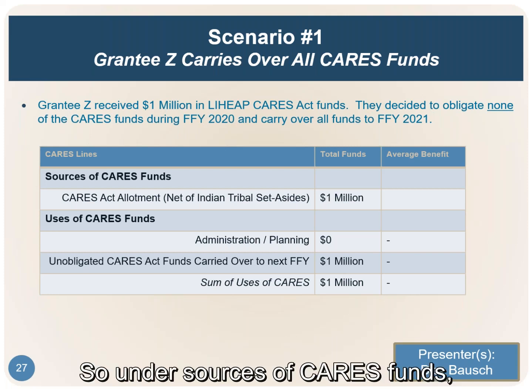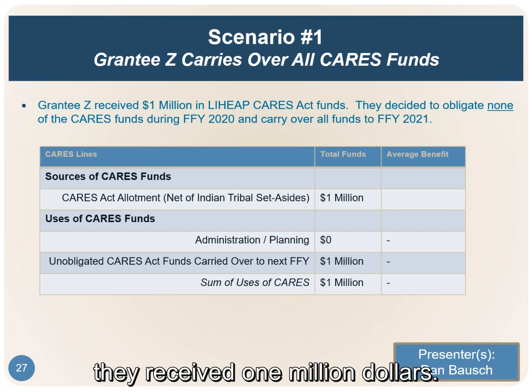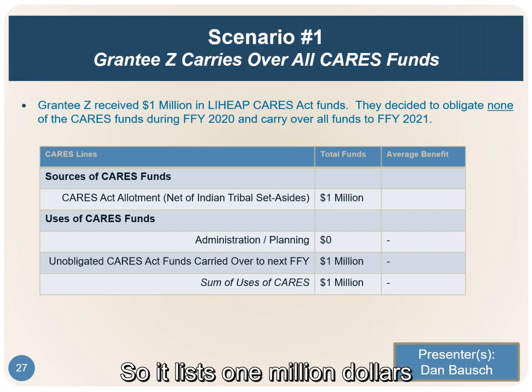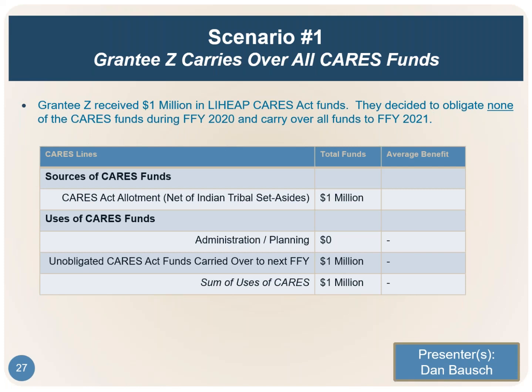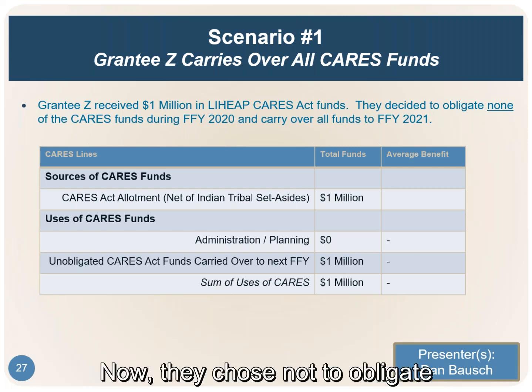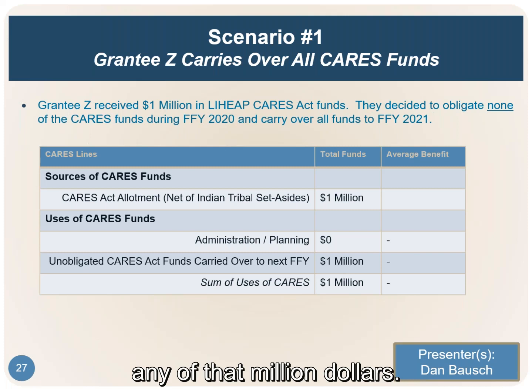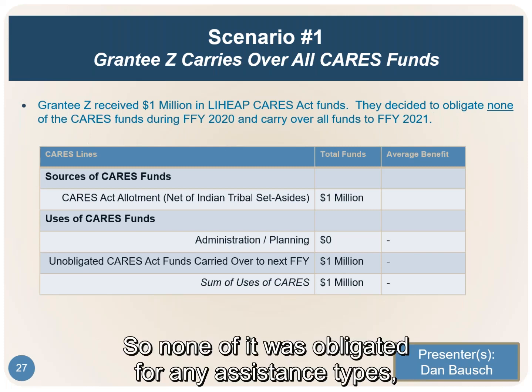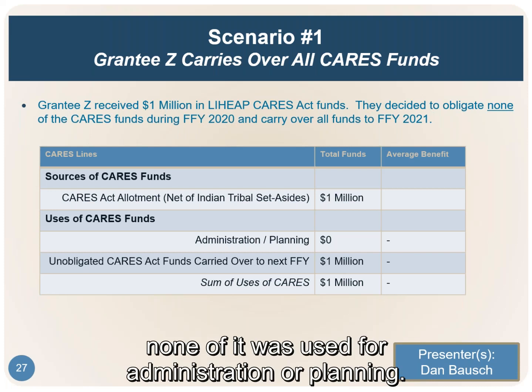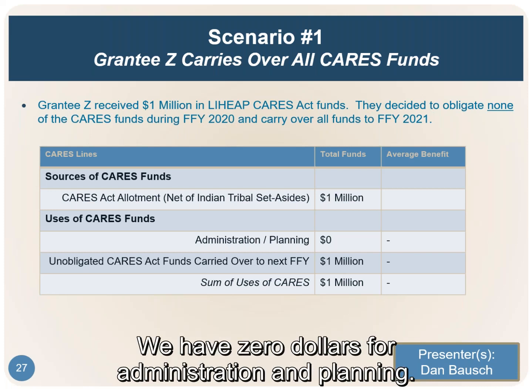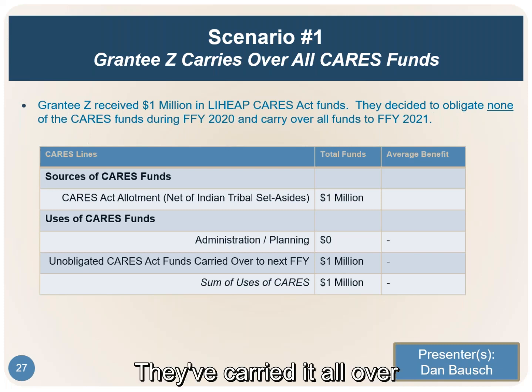So under sources of CARES funds, they received $1 million. So it lists $1 million as their CARES Act allotment. Now they chose not to obligate any of that $1 million. So none of it was obligated for any assistance types. None of it was used for administration or planning. So we have $0 for administration and planning. They've carried it all over.